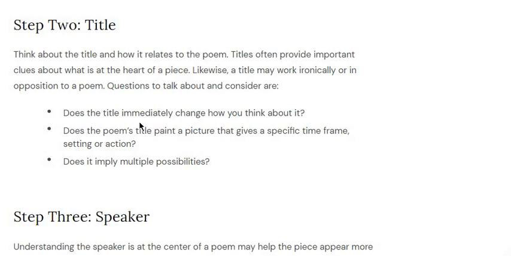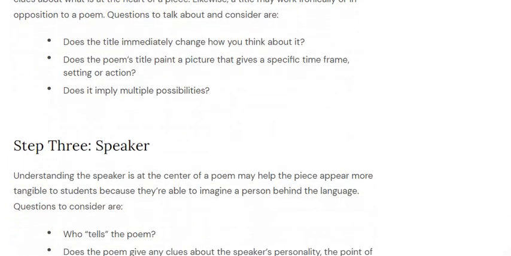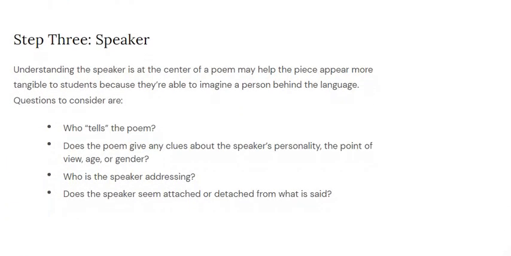Does the title immediately change how you think about it? Does the poem's title paint a picture that gives a specific time frame, setting, or action? Like, what does it tell you about? Does it imply multiple possibility? So while looking at the title, you need to see what it is conveying to the meaning. What is it trying to tell you about the poem? And while reading the poem, you get to know, is it similar to that of the title or is it something different? So remember, there are 6 steps and those were the first 2 steps.